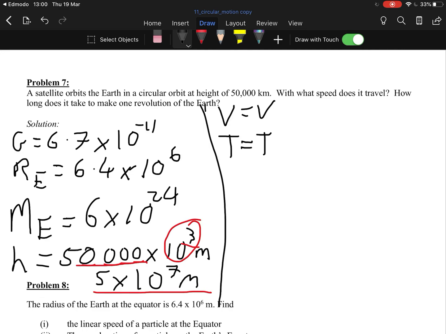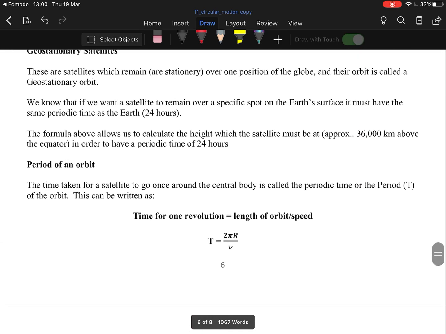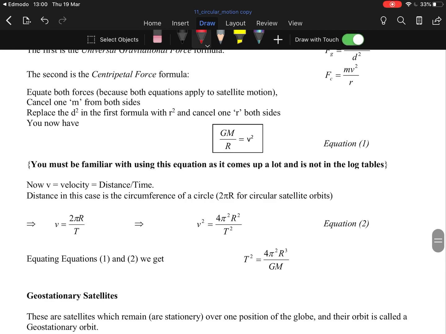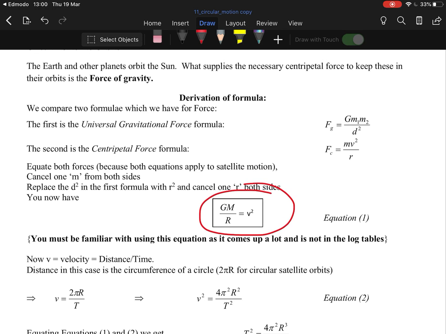So I'm just going to scroll this up here. It's not in the log tables, but to make our lives a lot easier, we can use this: GM over R equals V squared. Now, you could, if you wished, use simply this. No, sorry, we couldn't because we don't have C. So we couldn't use this because we don't have FC. We can't use this because we're missing an M value. So you're kind of stuck.